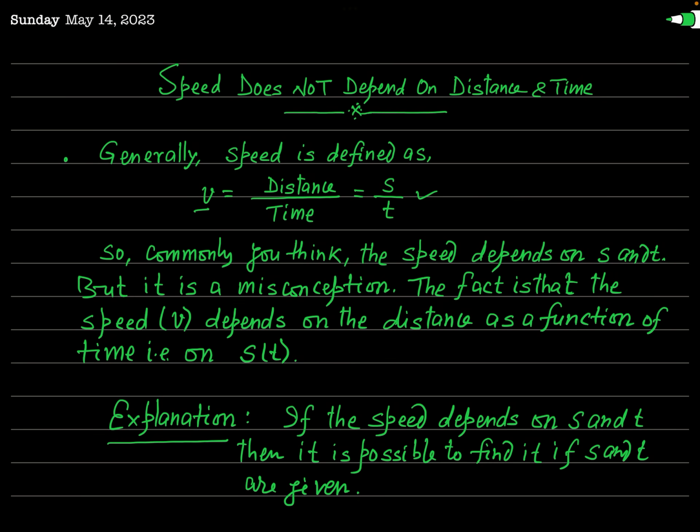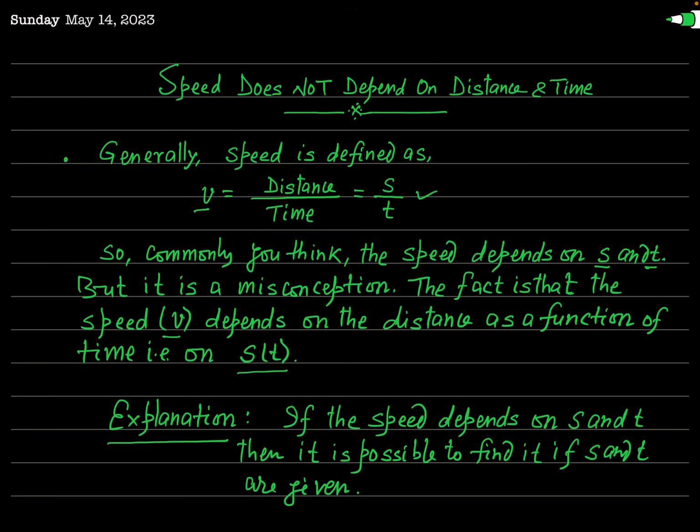As s and t are present in this equation, common people think that speed v will depend on s and t, that is distance and time. But this is a common misconception. In fact, the speed v does not depend on s and t, but it depends on the distance as a function of t. It means how the distance varies with t, what is the functional form of distance, that determines speed, but not distance and time separately.